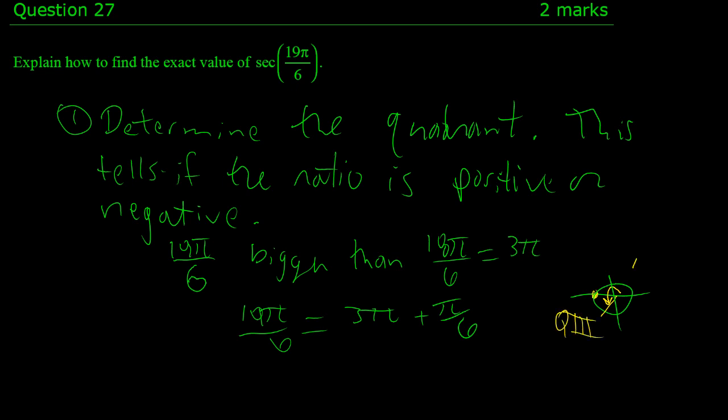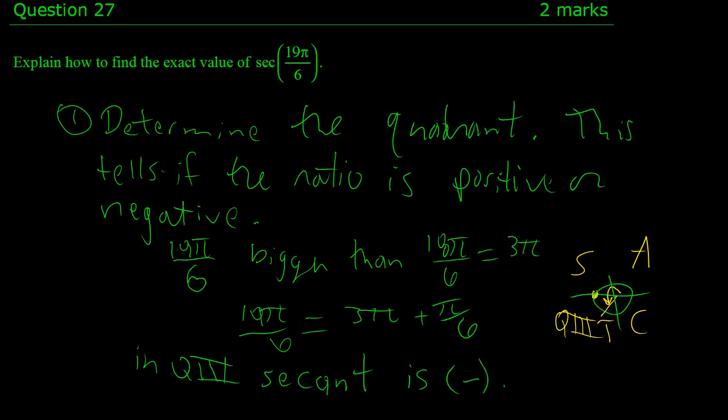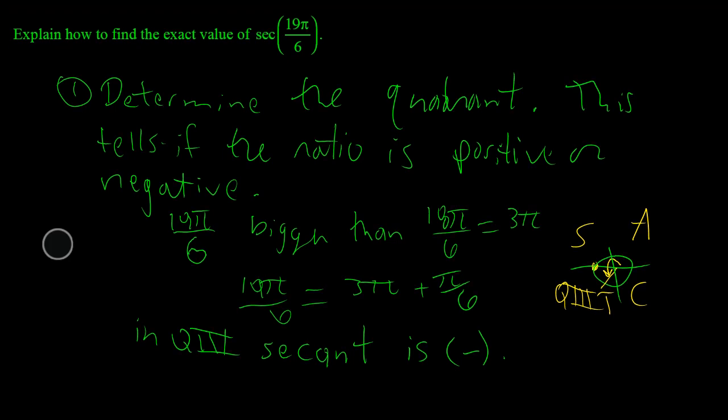So in quadrant 3, all students take calculus. So in quadrant 3, we know that the ratio for secant is negative. In quadrant 3, secant is negative. All right. So we have that part. We know that our ratio is negative.